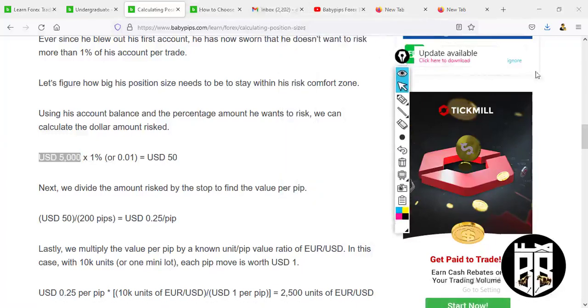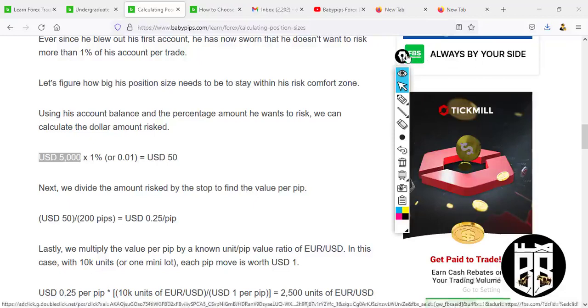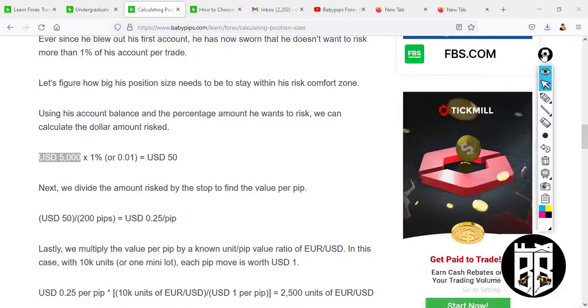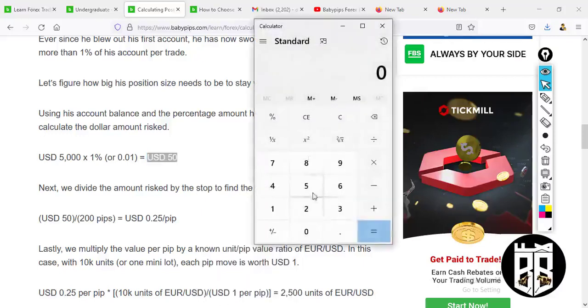So how do we get this calculation? 5,000 times 1%, that will give you 0.01. Since it's 5,000, you're going to have $50 as the amount. 5,000 times 1% is 0.01. Now, 0.01 is the lot size. Now 0.01 of 5,000 is $50.